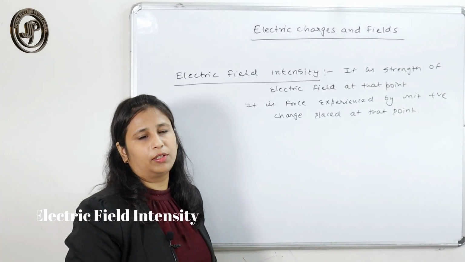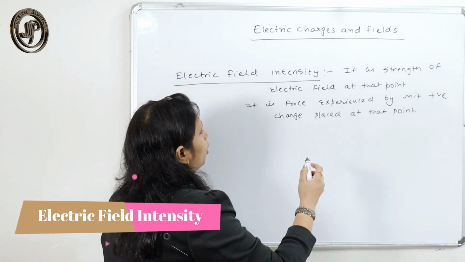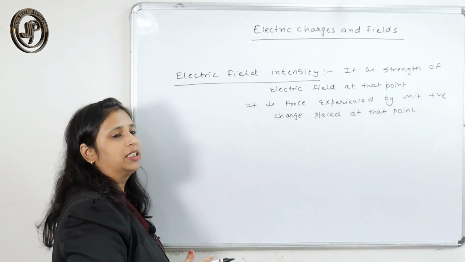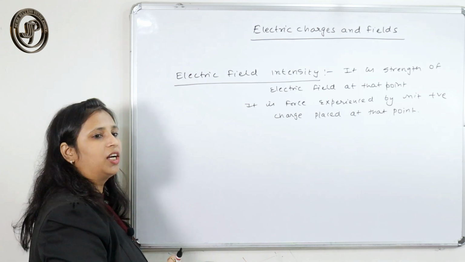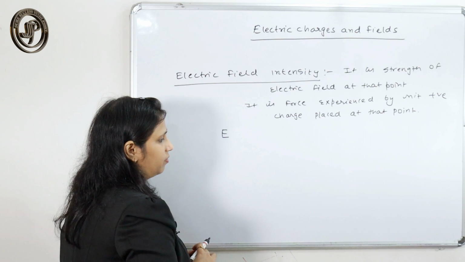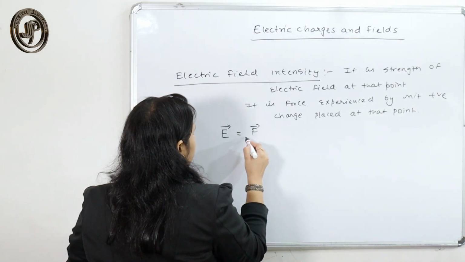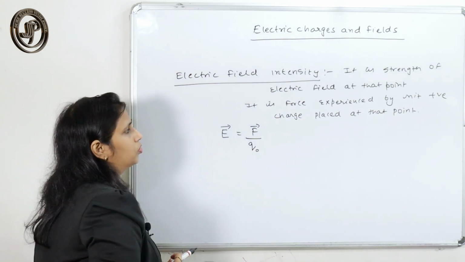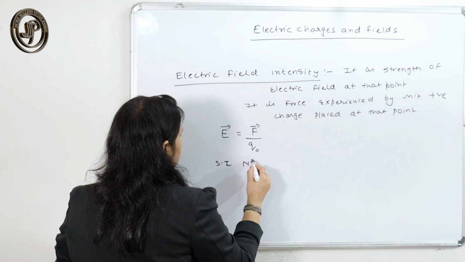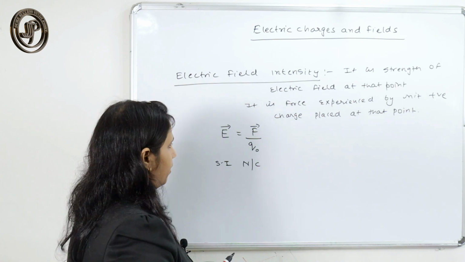Electric field intensity gives you the strength of the electric field. So how can we define the electric field? It is the force experienced by the unit positive charge placed at that point. So if I need to define the electric field, then it is the force experienced by the unit positive test charge. And the SI unit of electric field is Newton per Coulomb. That is the SI unit of electric field.